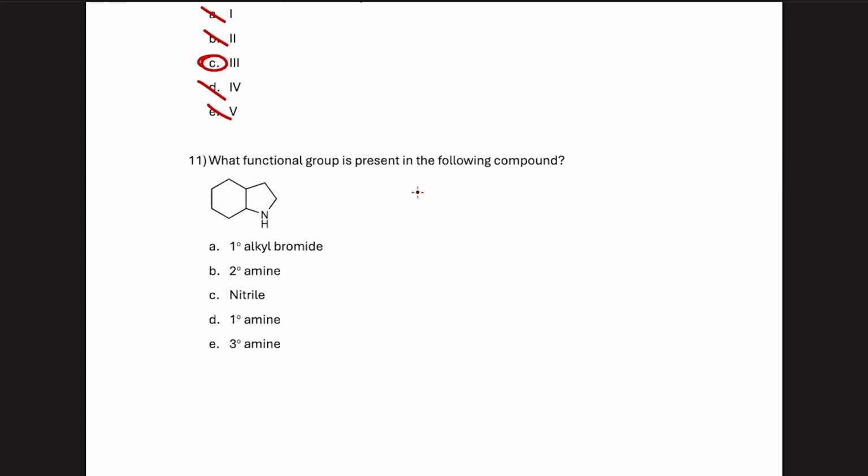Question 11, we're asked what functional group is present in the following compound. I do see a nitrogen, no carbonyls next to it, so I definitely have an amine. So I can eliminate C, I can eliminate A. We do have to classify it though, and so it's connected to 2 other carbons, so I know that it is definitely secondary. So I'm left with the answer choice B.